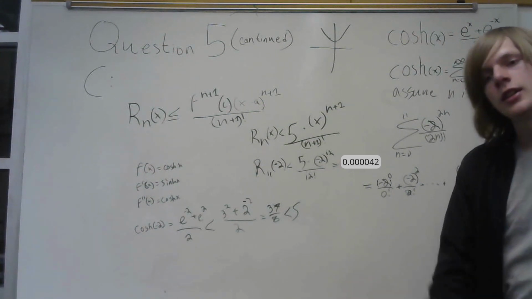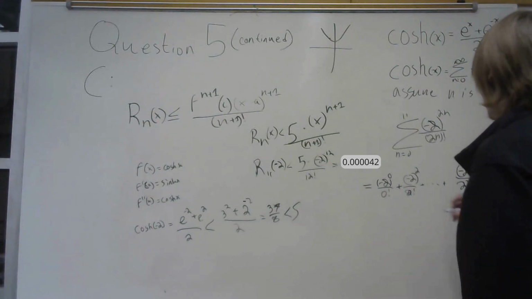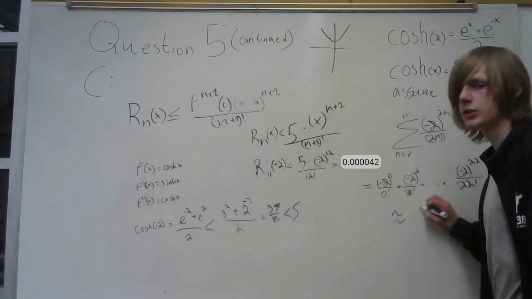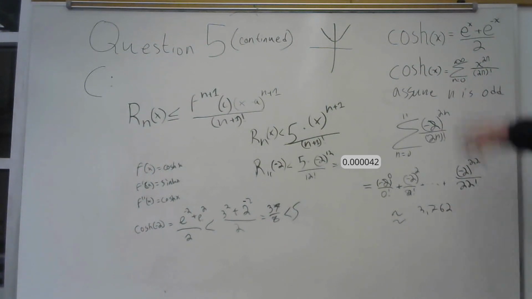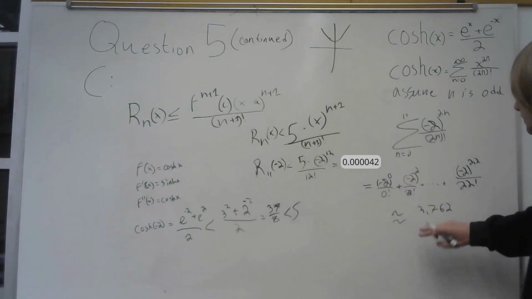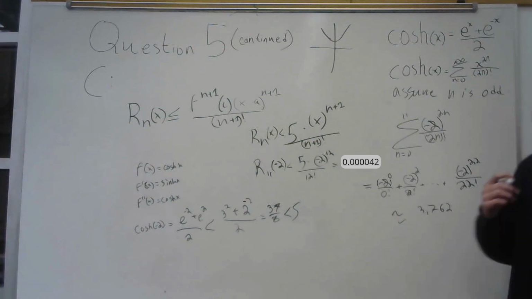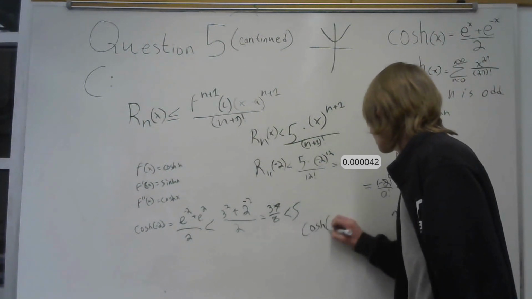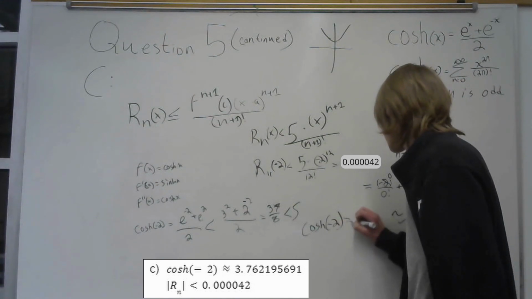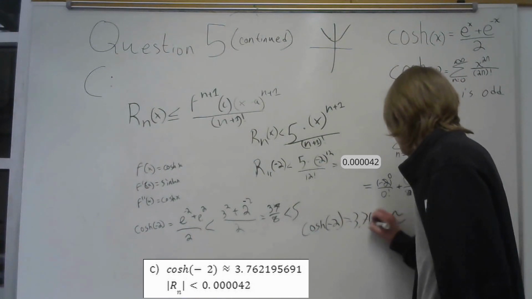It's going to take a while, but eventually we'll find that that whole thing is approximately equal to 3.762. And there are more digits, they don't matter, because we just proved that these digits are accurate, and that's all the aliens want. So our final answer is cosh of -2 is equal to 3.762.